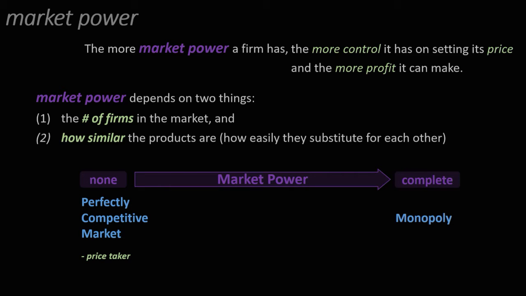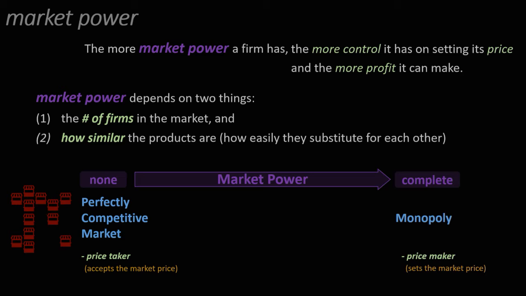Right? So recall the perfectly competitive firm is a price taker, meaning it accepts the market price, and the monopoly is a price maker, meaning it sets the market price. Now the reason here is, in a perfectly competitive market, it's one of many suppliers. So no one firm has control or influence on the price, whereas in a monopoly, there is only one and they have complete control on setting price.